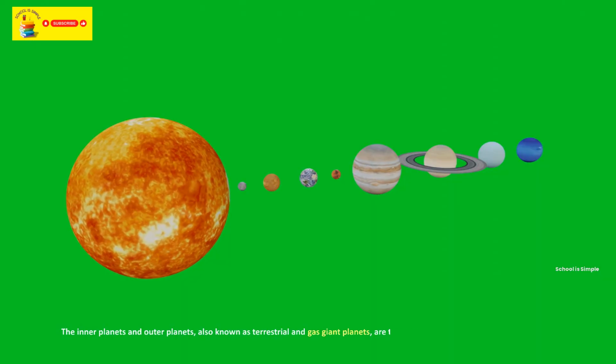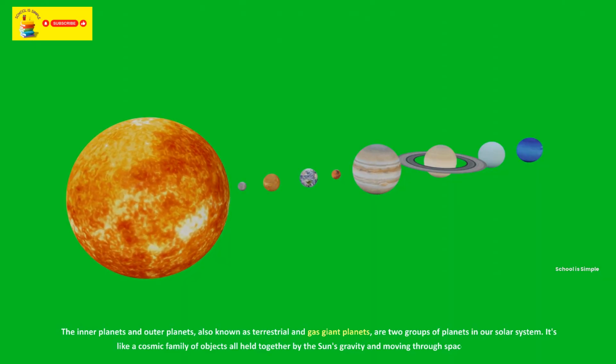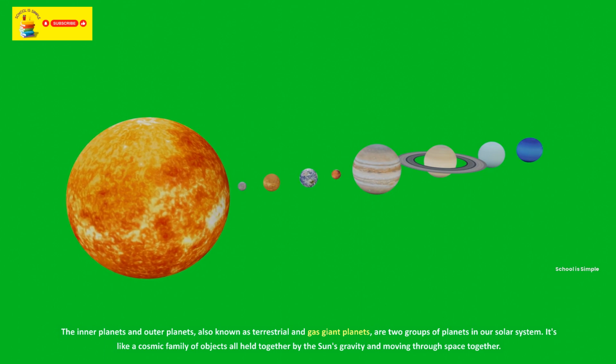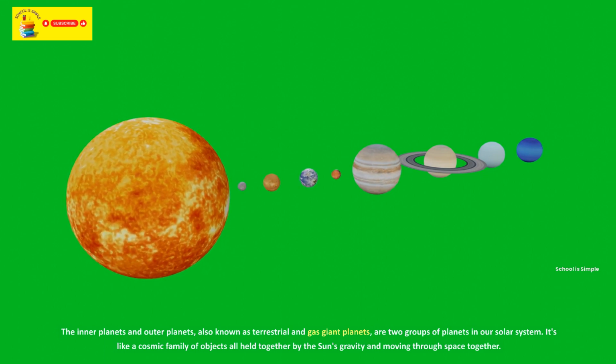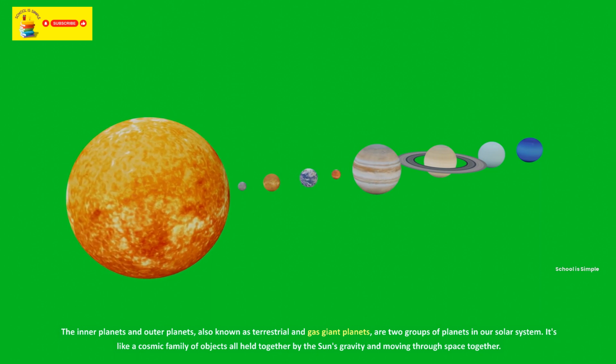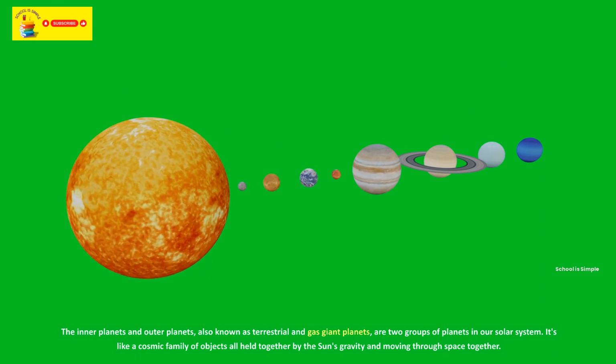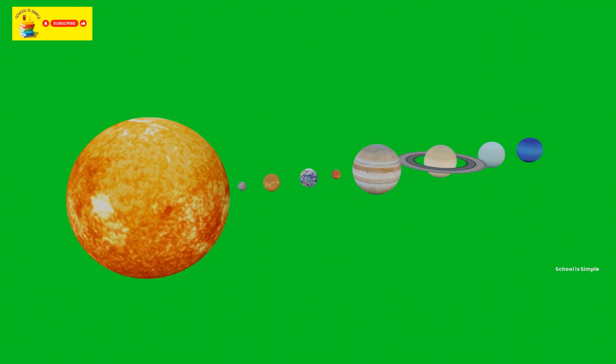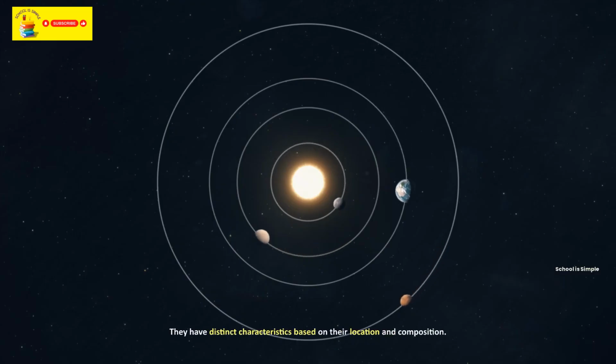What are inner and outer planets? The inner planets and outer planets, also known as terrestrial and gas giant planets, are two groups of planets in our solar system. They have distinct characteristics based on their location and composition.